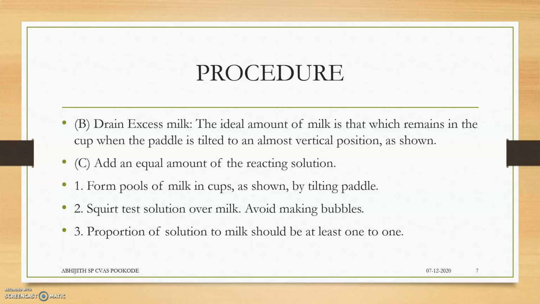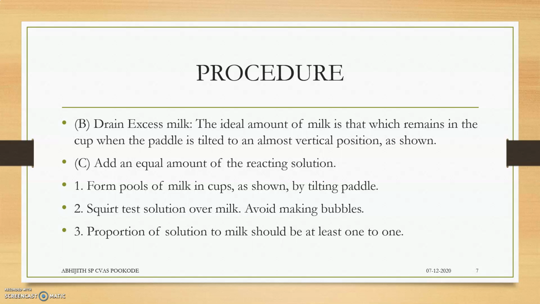The ideal amount of milk is that which remains in the cup when the paddle is tilted to an almost vertical position. That is, we should not take a much higher quantity of milk in the paddle, so that we cannot view the jelly. We should take only nearly half, so that when we tilt it to a vertical position, milk still remains in it.